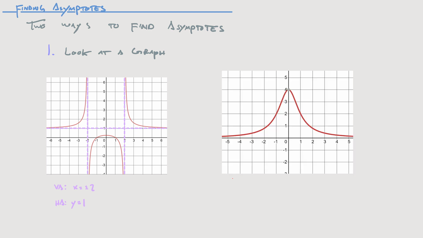Right, here's another one. This one appears to have no vertical asymptotes, again, because there's no random discontinuity in the middle of the graph, but it does appear to have a horizontal one. y is equal to 0, because the graph is being pulled towards the x-axis. But it seemingly is never going to reach it, just based on the behavior of the graph.